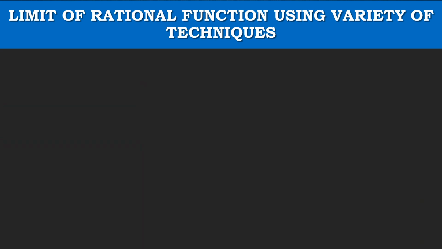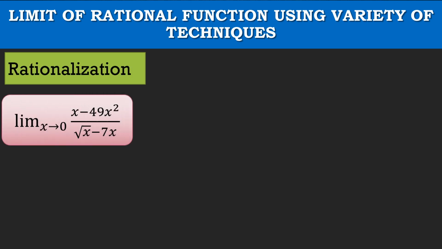Okay, last example for the rationalization. We have limit of x minus 49x squared over square root of x minus 7x as x approaches 0. So, hindi natin pwedeng gamitin yung direct substitution. Bakit? Yung mangyayari sa function becomes 0 over 0 or that is indeterminate. Okay? So, hindi natin pwedeng makuha yung limit if we will use the direct substitution. So, instead, we will use rationalization.